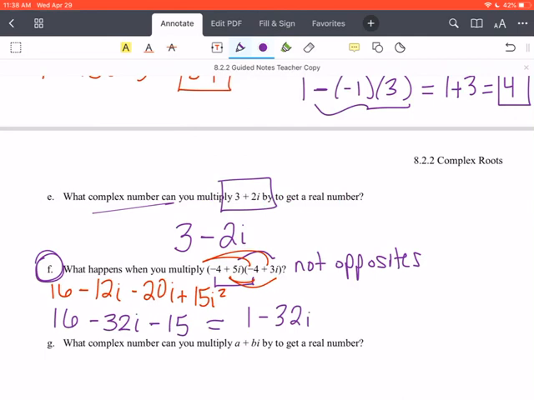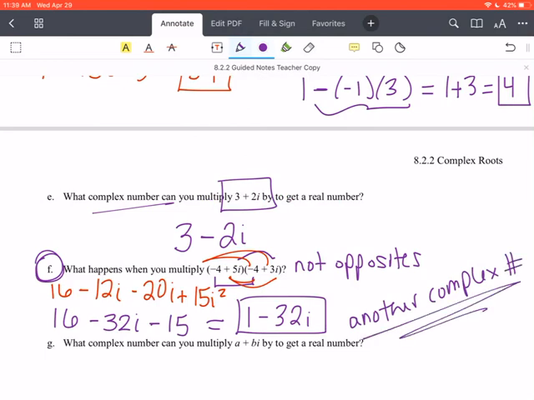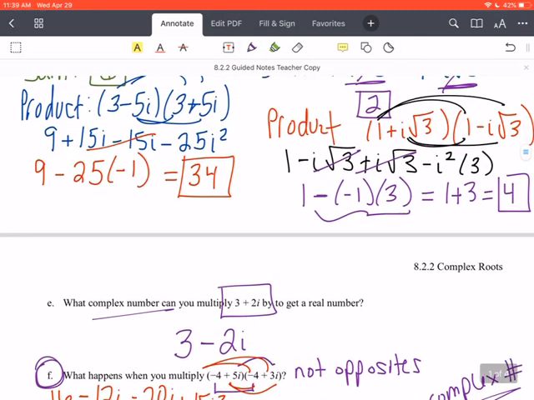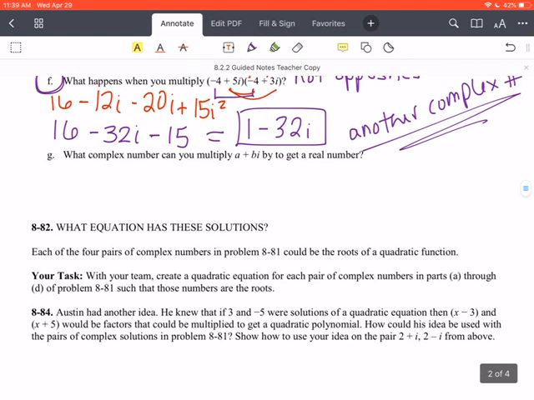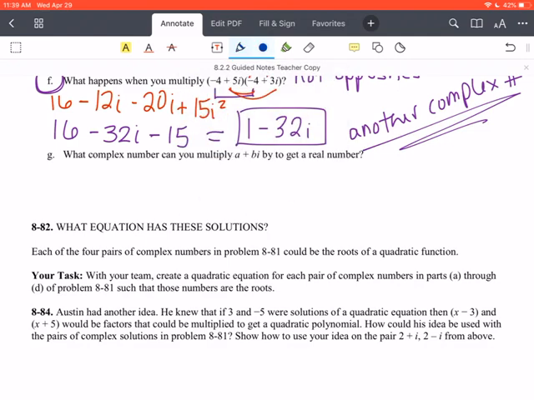So what do we notice here? This is another complex number. So what happens? We get another complex number. So please keep in mind that when you multiply two complex numbers, you do not always get a real number like we did up here. Okay? So the moral of the story is, when will we get a real number? What complex number can you multiply something of this form by to get a real number?